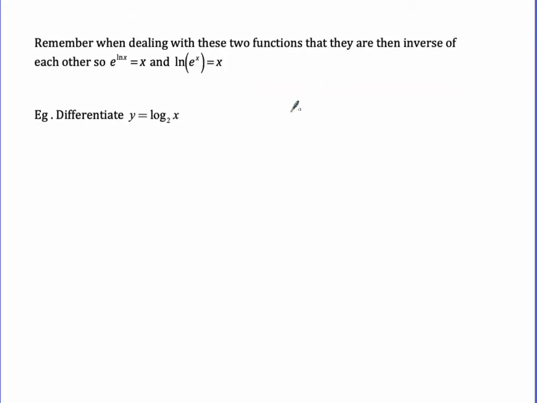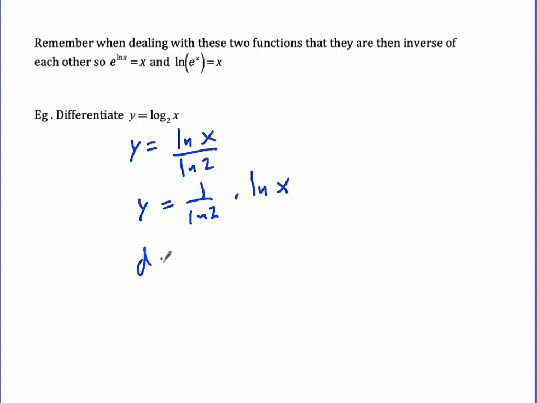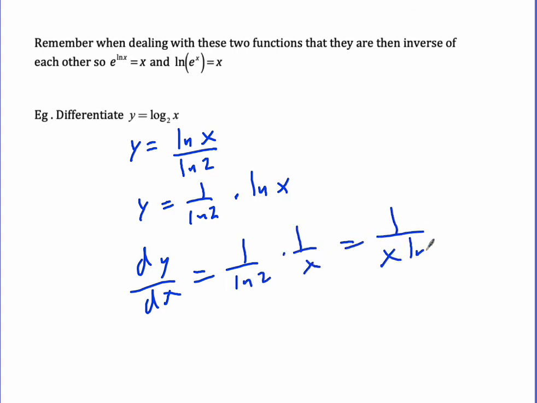Okay, so let's take a look at this one here. Let's see, the easiest way to do this is probably rewriting this with the log rule. We can write this as ln x over ln 2, right? And that's like 1 over ln 2 times ln x. So we find the derivative is 1 over ln 2 times 1 over x, so it's 1 over x ln 2. So that is simply the derivative right there.